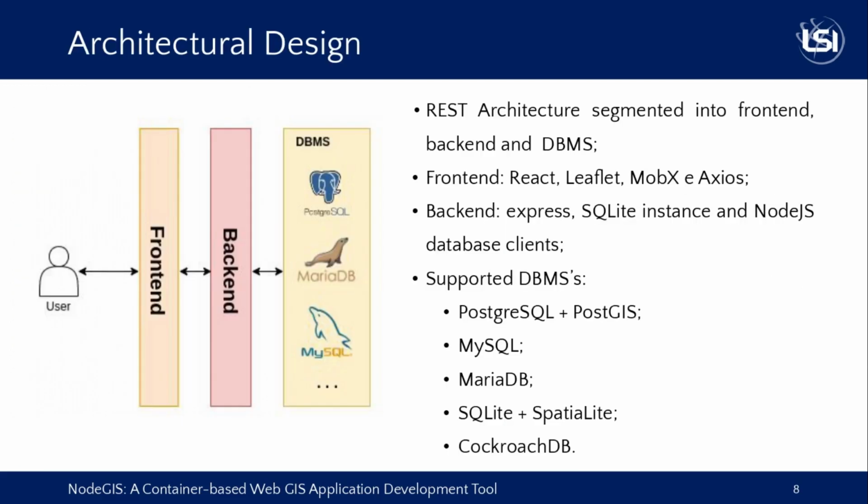NodeGIS is based on a REST architecture segmented into the front-end and back-end, associated with one or more spatial relational databases. The front-end is responsible for rendering the user interface and communicating with the back-end through RESTful APIs. React, Leaflet, MobX, and Axios are the main libraries used. Concerning the backend, it is responsible for processing requests from the frontend, interacting with spatial databases, and returning responses to the frontend, using the Express library associated with an SQLite instance for application data management, along with the various Node.js database clients.